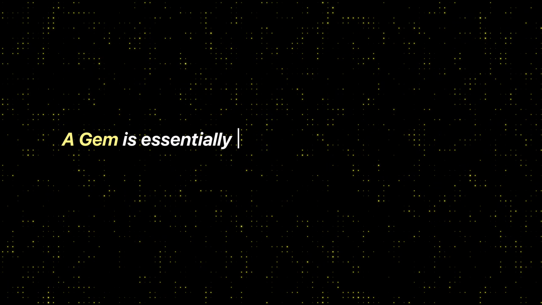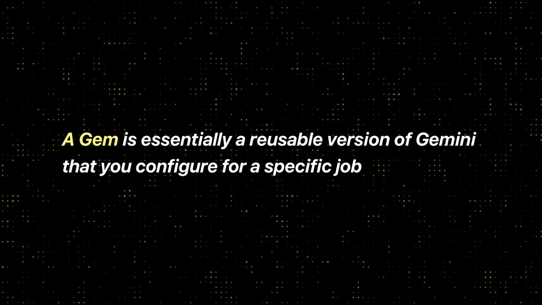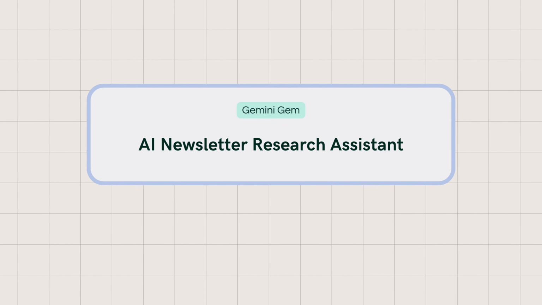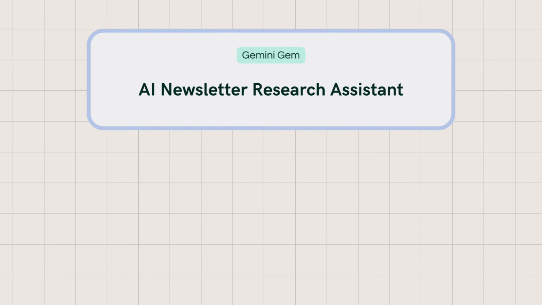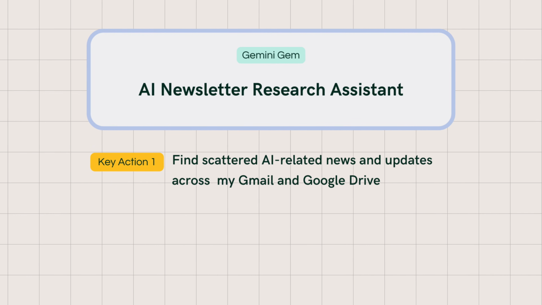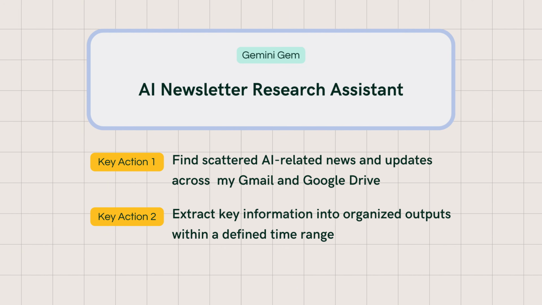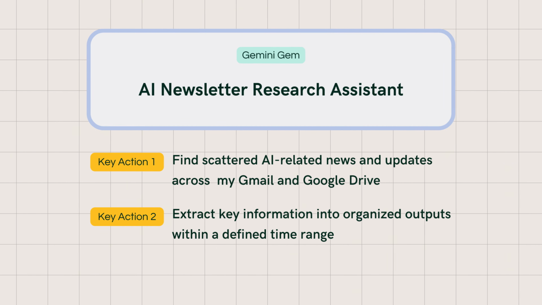Now, let's assume this is an ongoing task that we want to reuse regularly. That's where Gems comes in. A gem is essentially a reusable version of Gemini that you configure for a specific job. For this demo, we'll create a gem that acts as an AI newsletter research assistant. Its role is to find scattered AI-related news and updates across my Gmail and Google Drive, then extract key information into organized outputs within a defined time range.